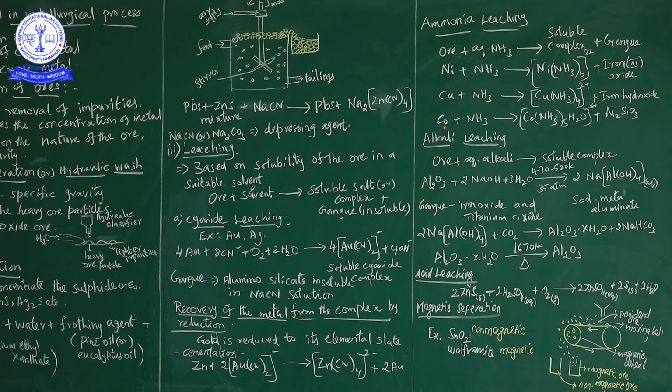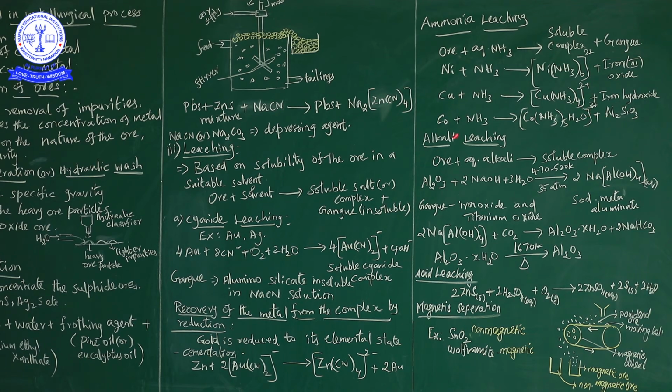So nickel, copper and cobalt are the three ores involved in ammonia leaching. We get the soluble complexes, and the insoluble gangue particles are also present.